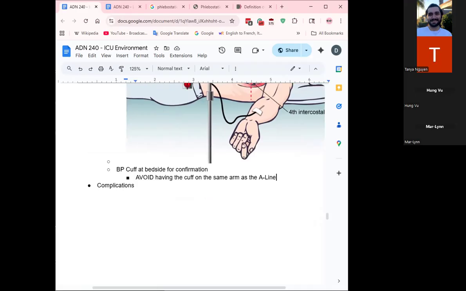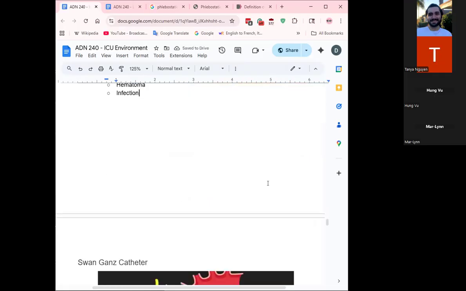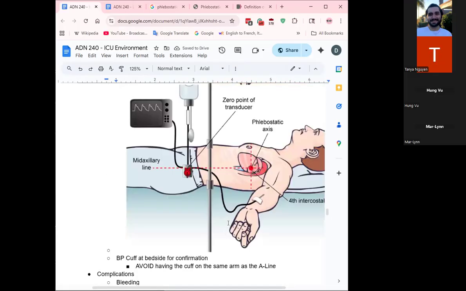So complications are basically the same as with the PICC line: clots, hematomas, infection, bleeding, all that stuff. Okay. Any questions on the A line?